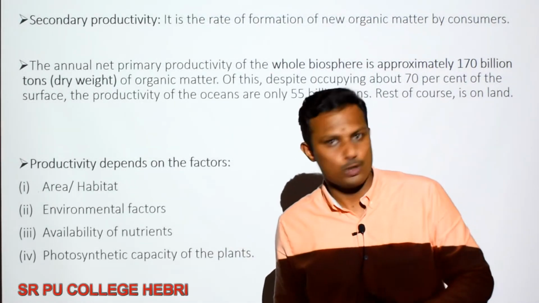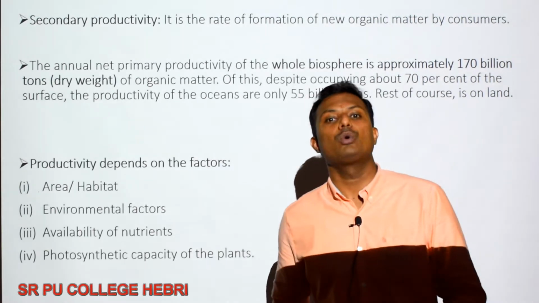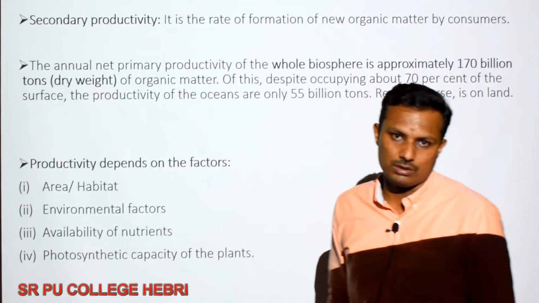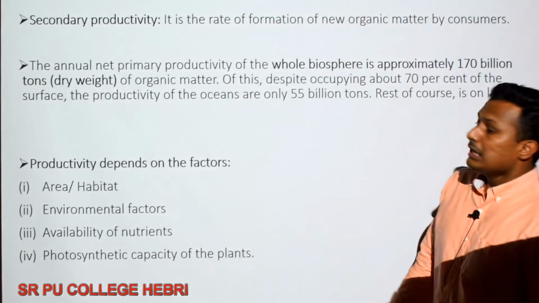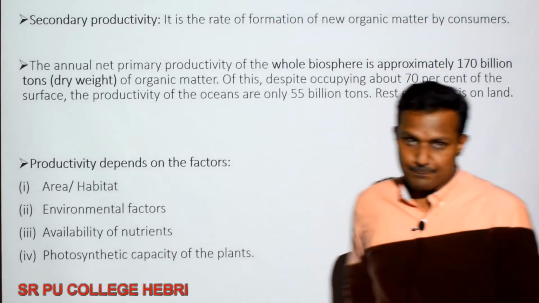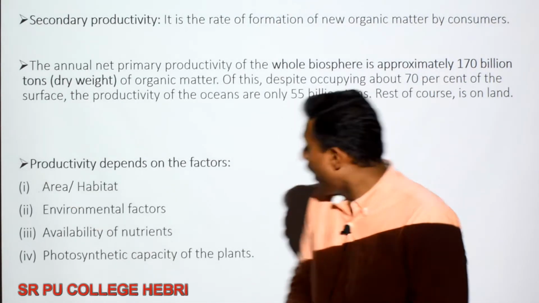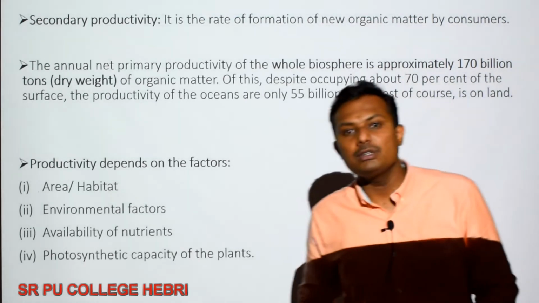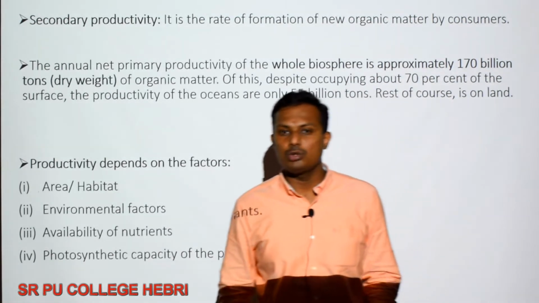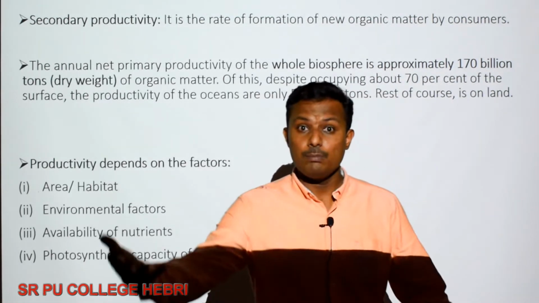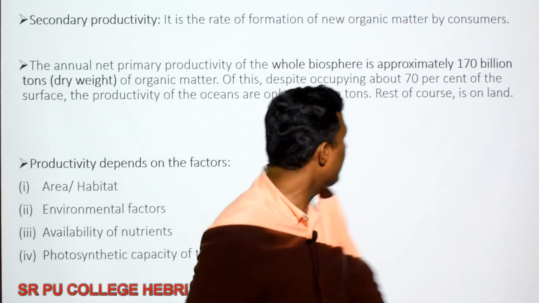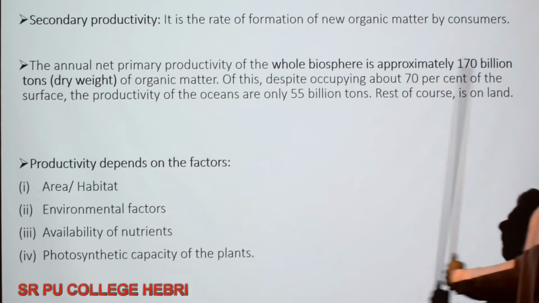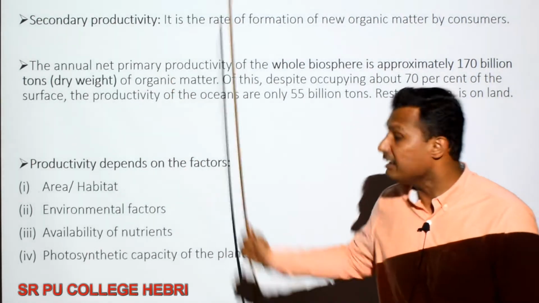not by the producers, not by the plants, only by the heterotrophic organisms or consumers is what is called secondary productivity, right? So see, when we talk about the productivity of the entire biosphere, that is, if we consider every living organism on the earth, how much the total biosphere of the earth might be, approximately it will be around 170 billion tons of dry weight.